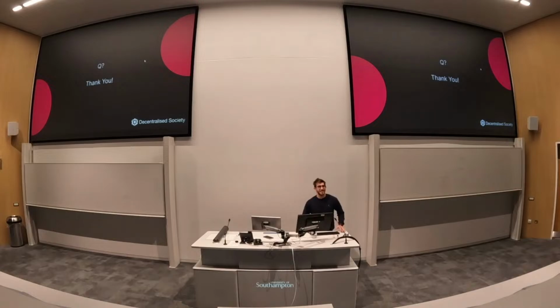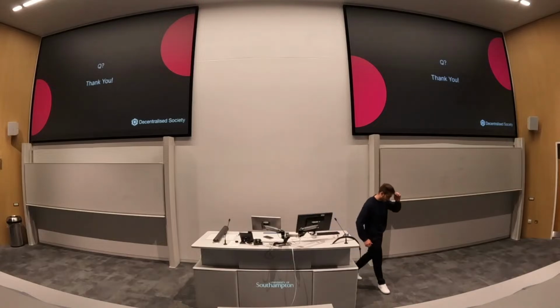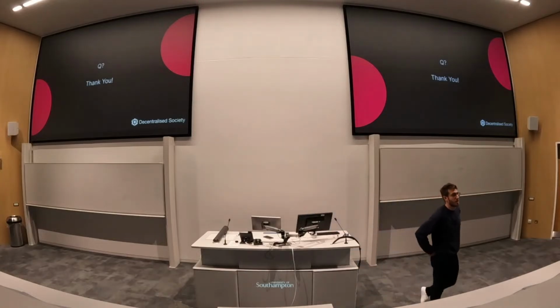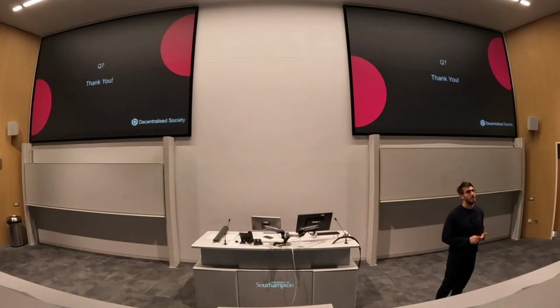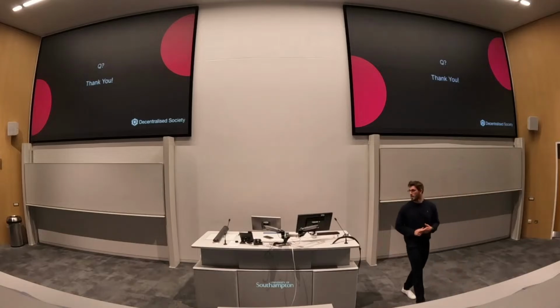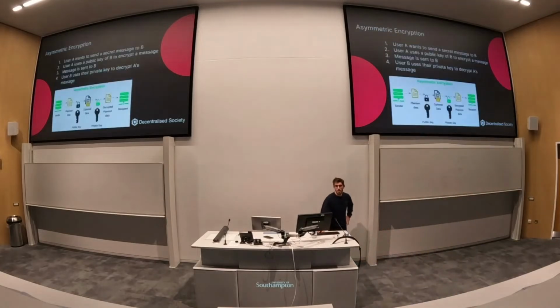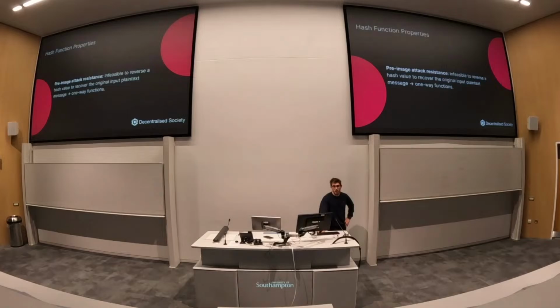Yeah, go on. One of the properties of the asymmetric encryption was the second pre-image resistance. Yeah. And isn't it true that there is a concept of hash collisions, where there have been instances where it is possible for hashes to have the same value?